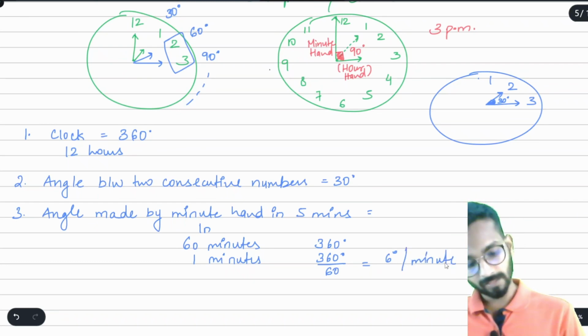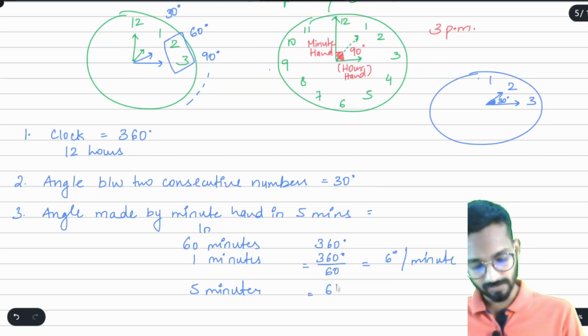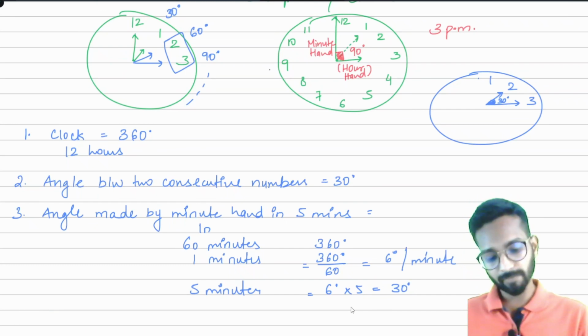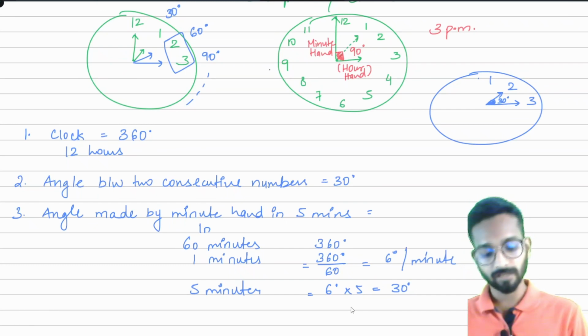Okay. If I ask you that in every 5 minutes, what is the angle it is making? For every 5 minutes, it will make 6 degree into 5, that is nothing but 30 degrees. Simple enough. So it means the minute hand after every 5 minutes, it is making 30 degrees.